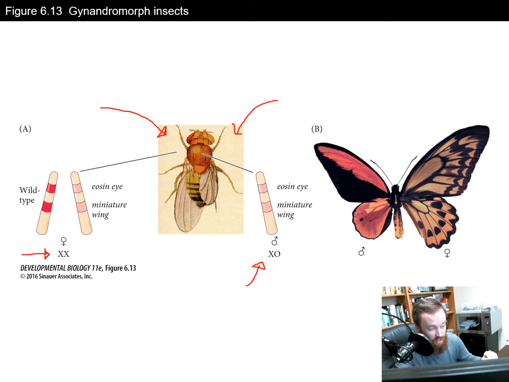And so you can also see that some of these genes on the X chromosome are non-sex genes, and so we see that we have differences in eye colors and wing size because we've lost the complement of genes required. It's kind of a gene dosage type deal, where the male is missing a chromosome compared to a female that has both complements. And this is also seen in butterflies, in addition to Drosophila.